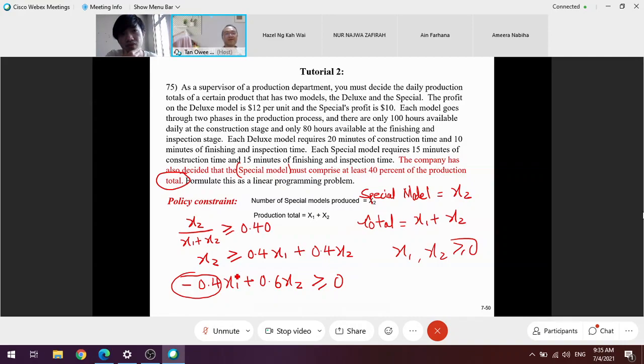The answer is can. Why? Because we are saying that x1 and x2 more than 0. x1, x2 can still be more than 0. The 0.4 is not x1 and x2. The negative 0.4 is a constant. So no problem, no problem. Okay, if you have this problem, it's okay.